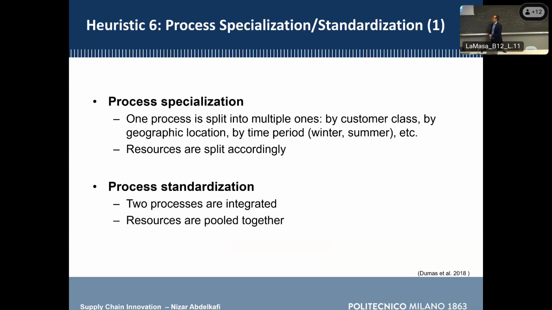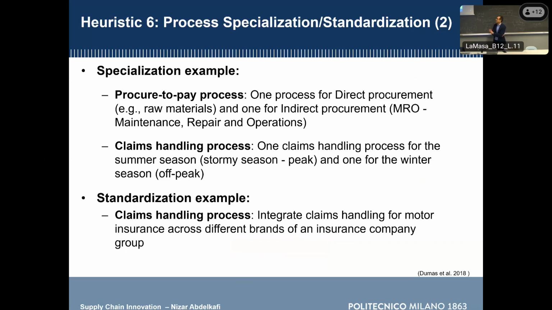Okay. So at the process level, what we can use is process specialization. We can specialize processes, so one process is split into multiple ones. For example, by customer class, by geographic location, by time period, winter or summer, and resources are split accordingly. In process standardization, two processes are integrated and resources are pooled together. An example here may make things clearer.